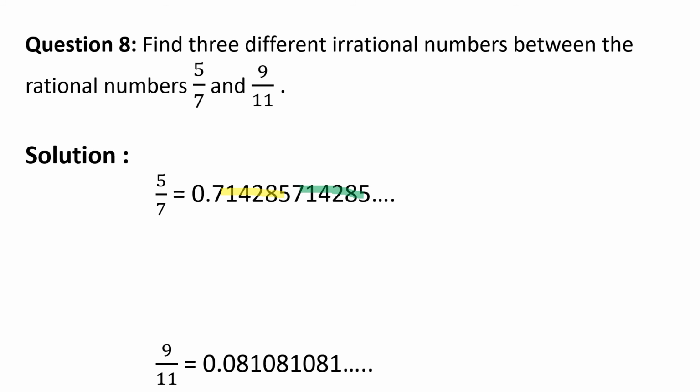Now let me highlight this one also for you. Look at this number, 0.081, 081, 081, etc. So you can see clearly 081, 081, 081. These numbers are repeating, right? So this is also a non-terminating recurring type of decimal expansion. So they've already given that to us in the question. These are rational numbers. So definitely rational numbers will have non-terminating recurring type of decimal expansion, right? So we have to find 3 different irrational numbers between them.